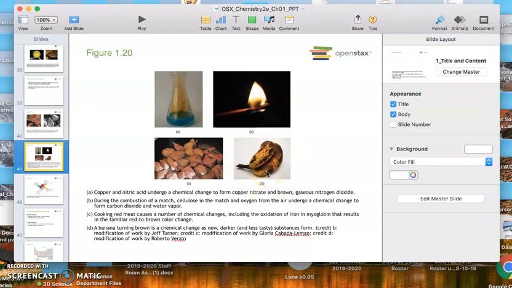What about bananas becoming overly ripe? Unfortunately, wouldn't it be cool to be able to reverse this process? But you can't. It's a chemical change that's occurring.